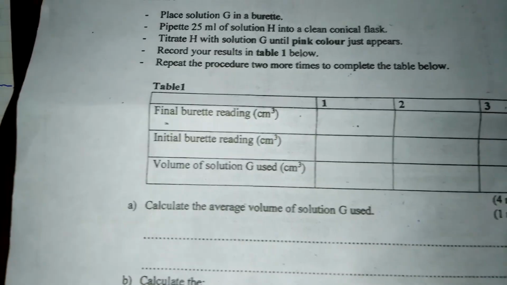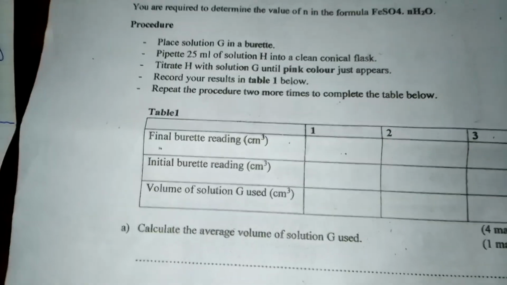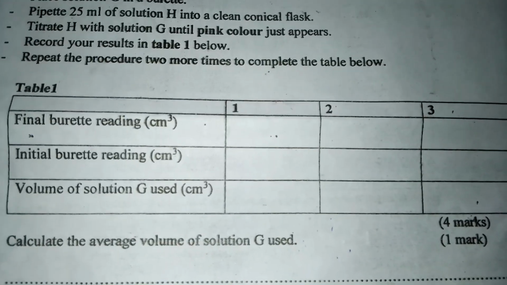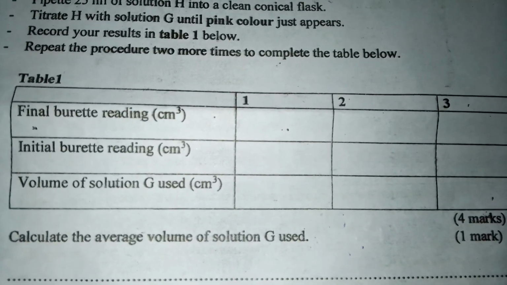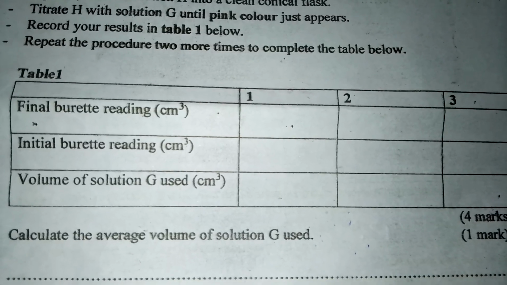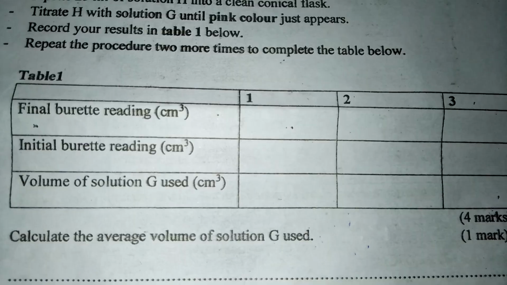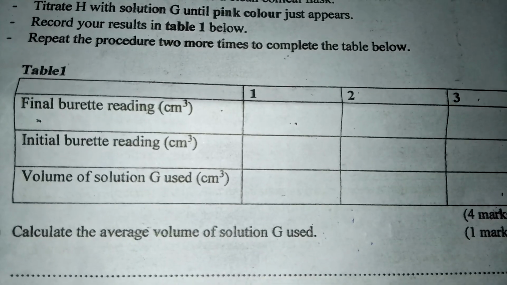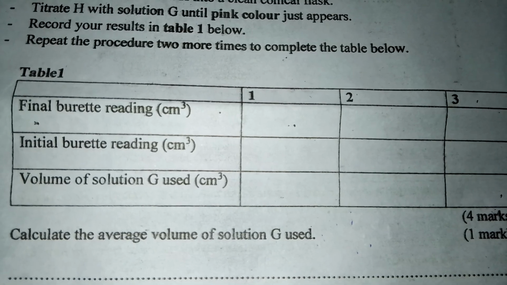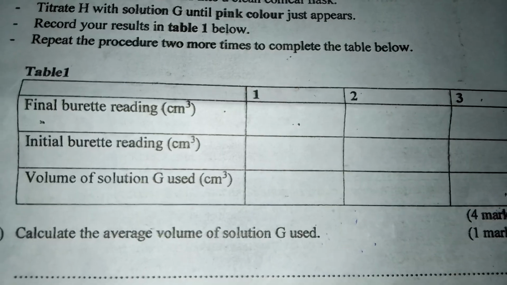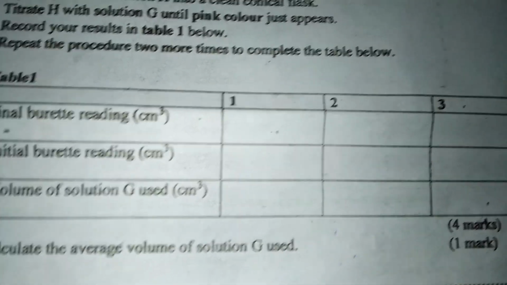So this is the table that you're supposed to complete, and you can see how it is supposed to be drawn. The columns are labeled 1, 2, 3, but the rows are final burette reading, initial burette reading, and the volume of solution G used. All of them are in cubic centimeters.